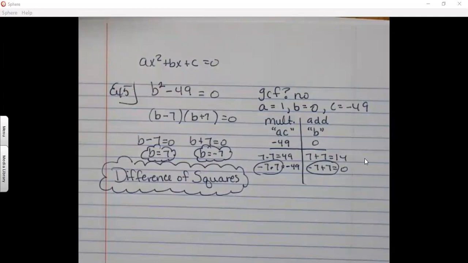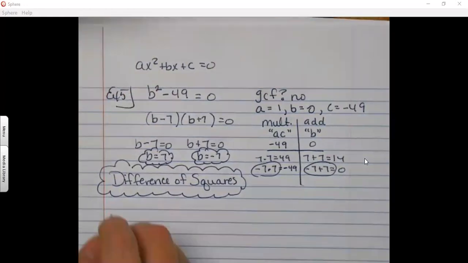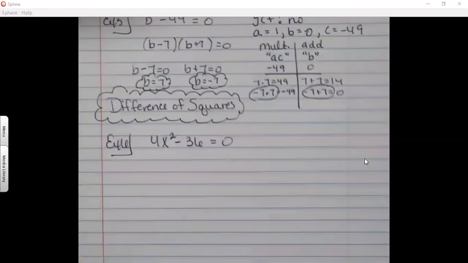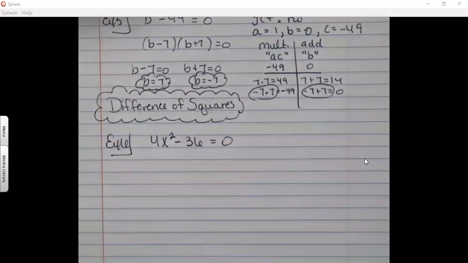All right, so let me look at example 6. I have 4x squared minus 36 equals 0. Is 4x squared a perfect square? Yeah, because 2x times 2x is 4x squared, right? Is 36 a perfect square? Yeah, because 6 times 6 is 36. Is there a minus sign? So this is the difference of squares.